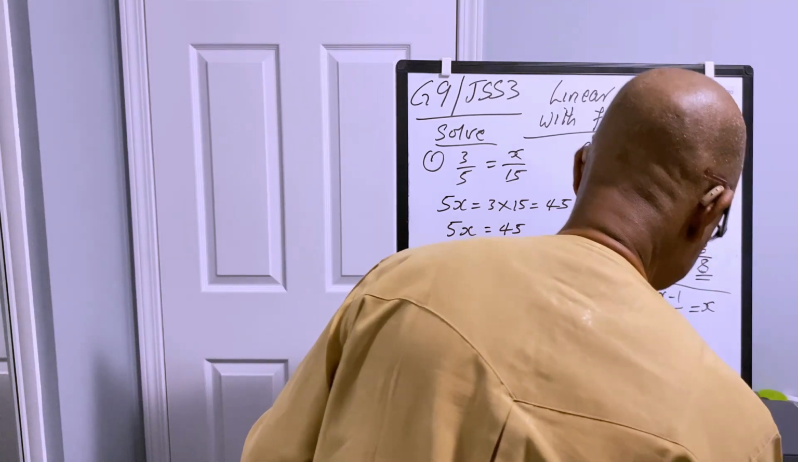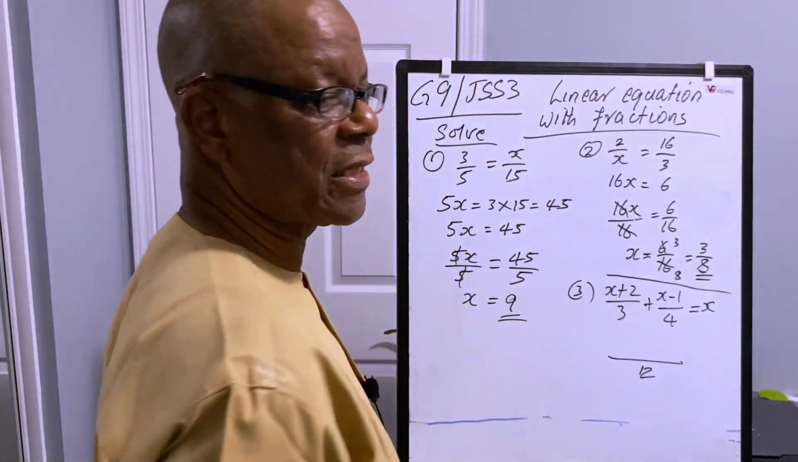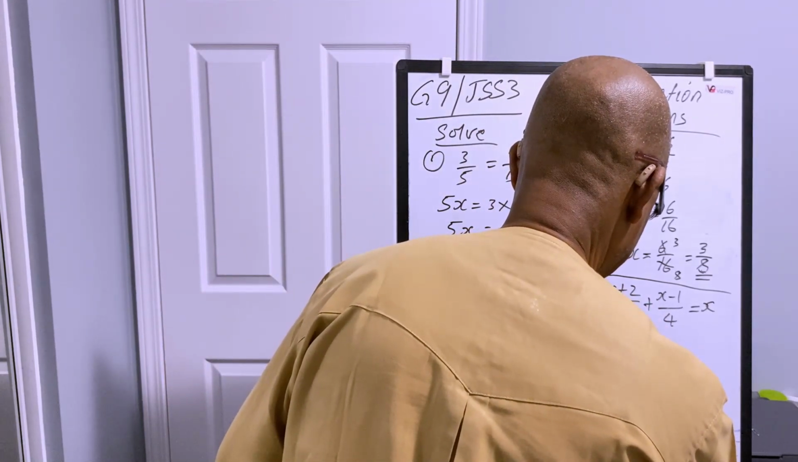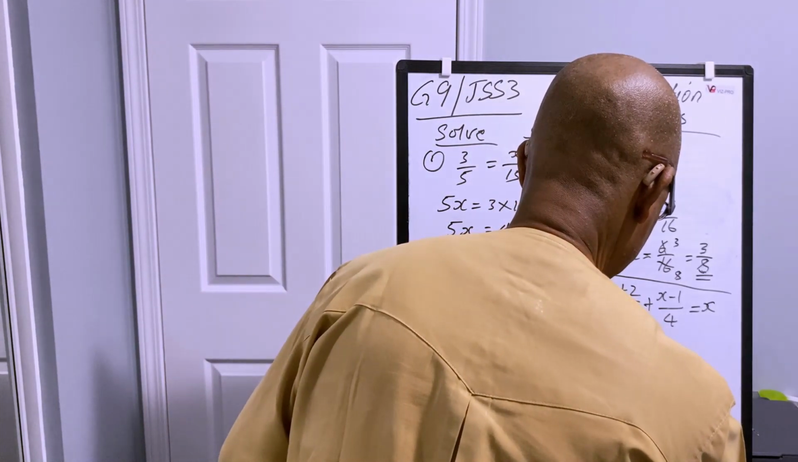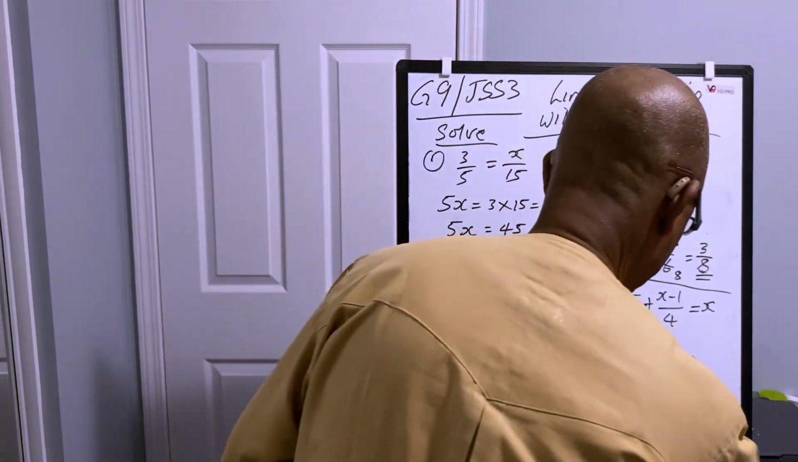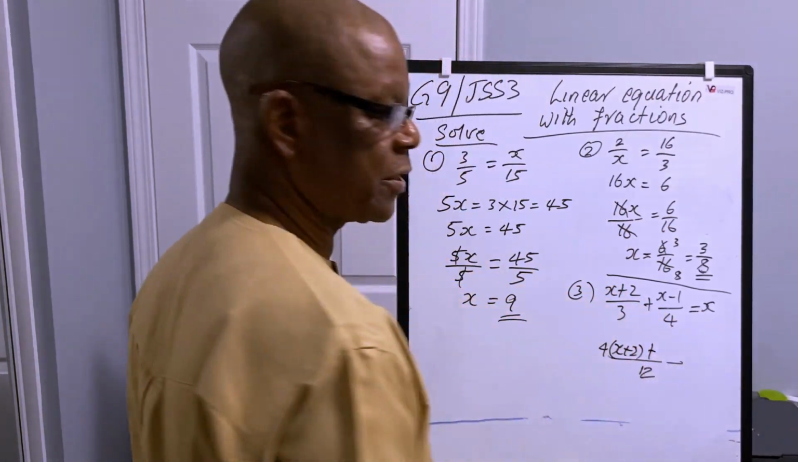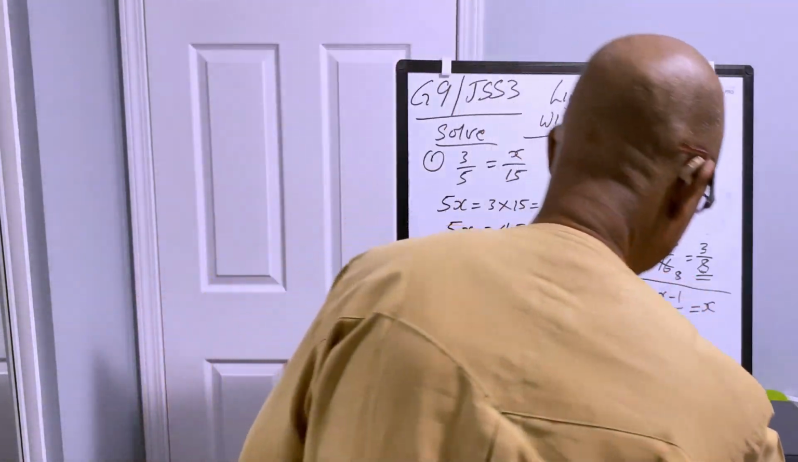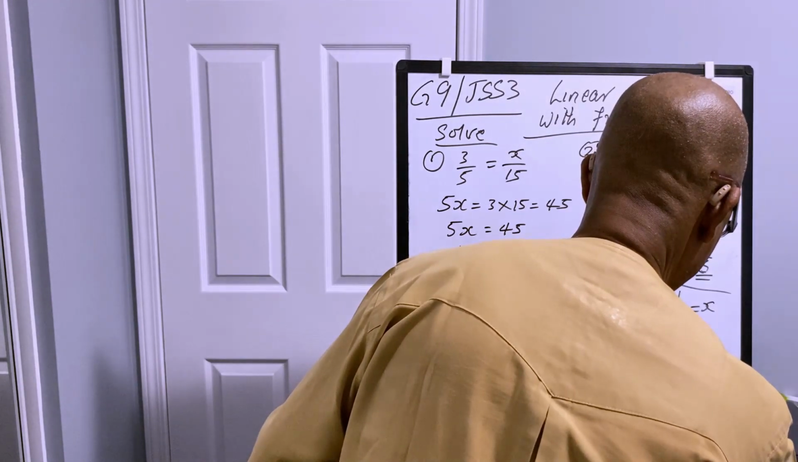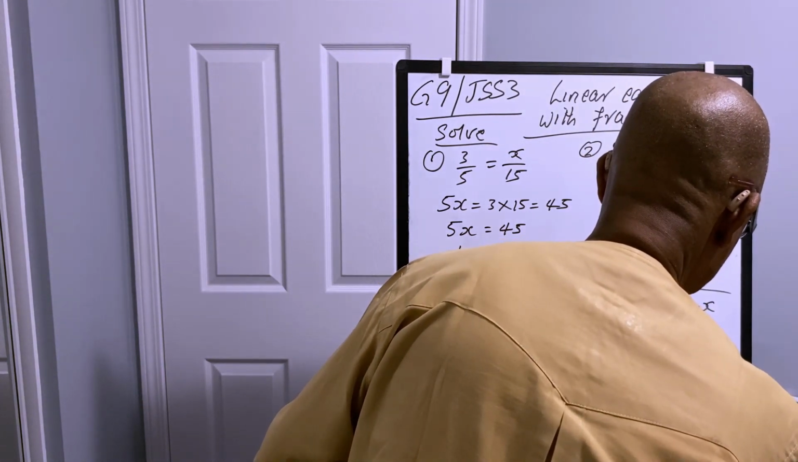So we have 12. 12 divided by 3 is 4, and 4 times the numerator is 4 times (x + 2), plus 12 divided by 4 is 3, and 3 times the numerator is 3 times (x - 1), and that is equal to x.